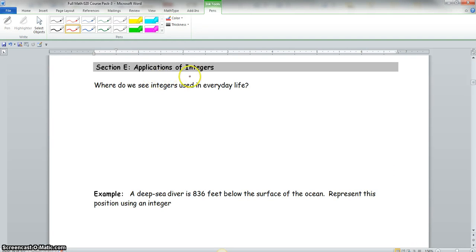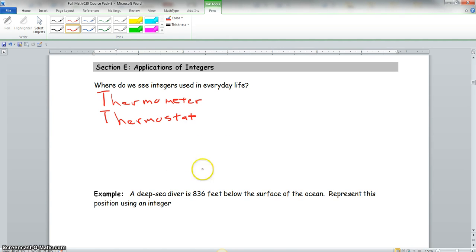Now we come here to section E, applications of integers. Where do we see integers used in everyday life? Now we see integers used on a thermometer, a thermostat, and we have various other things that we see integers used on. But in class, we're going to name other things as well.